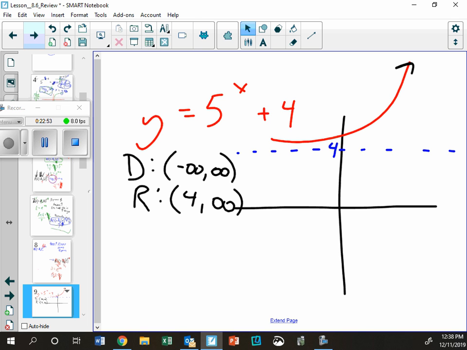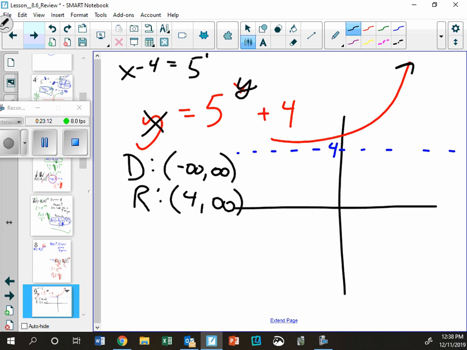Well, then it's really easy, right? You just switch them around. The domain becomes a range. So here's the inverse. I'd switch x and y, and I'd solve for y. So I'm going to subtract 4 from both sides, and it'd be x minus 4 is equal to 5 to the y. And then I'd take the log on both sides, log base 5, or do a rewrite. Log base 5 of x minus 4 is equal to y. And yay, I've got my inverse.